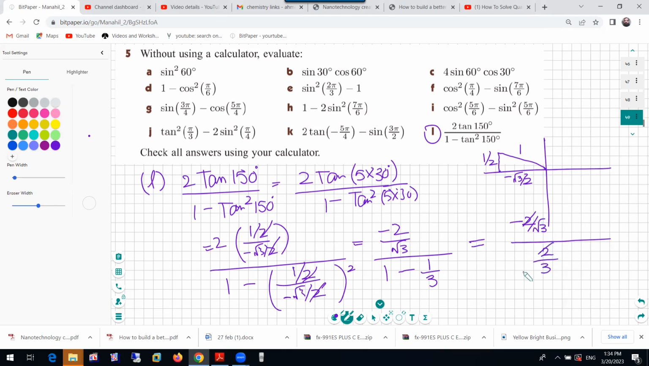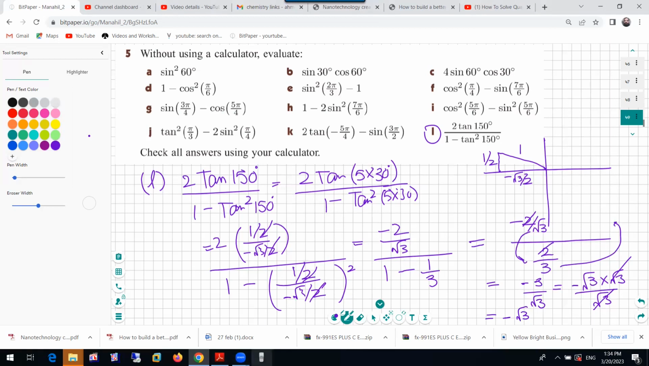So 3 cancelled, 2 and 2 cancelled. So we're left with this 3 going up and this 3 going down, obviously, because they're dividing. So we get minus 3 over square root 3. And this 3 can also be written as square root 3 times square root 3. So this square root 3 will cancel with this. So the final answer will be minus square root 3. Got it?